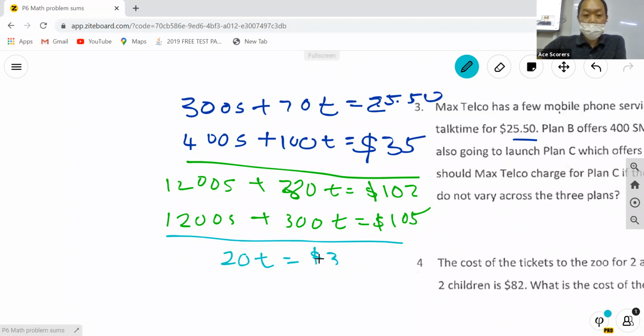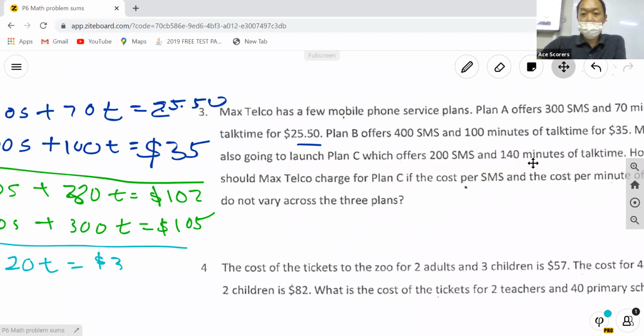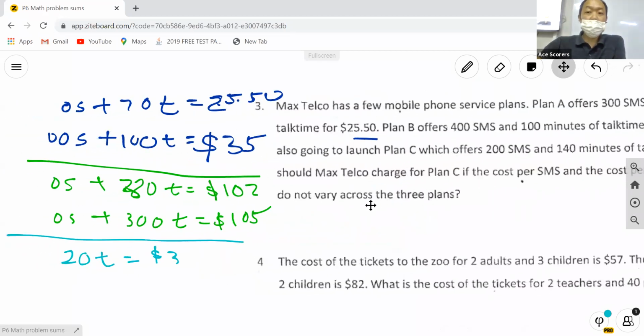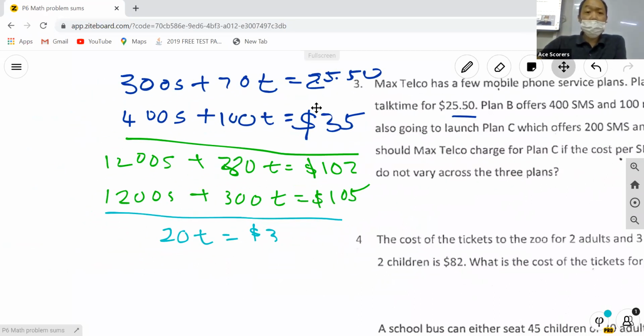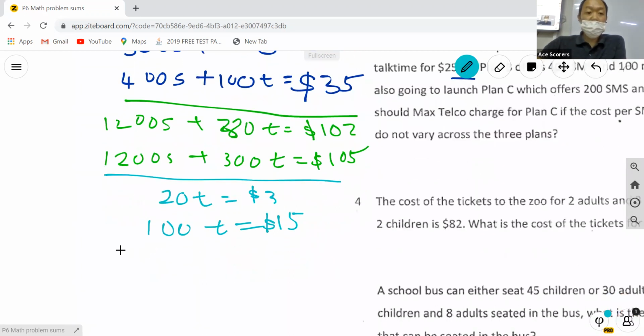Wait, what? $3? Oh no, how to find? Let me see. Okay, so here we have 140, right? So we need to find S first. Because we know 20T is $3, we can find 100T. What's 100T? 15. 100T is $15 because here is $15, right? So I can tell straight away 400S is $20.